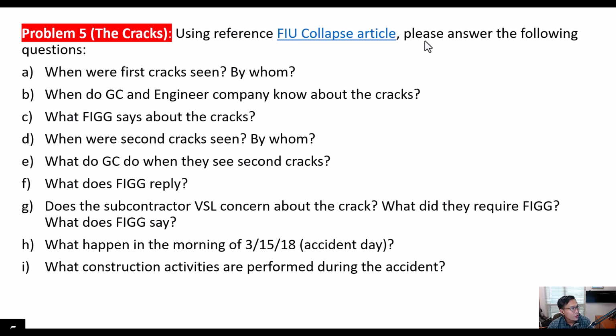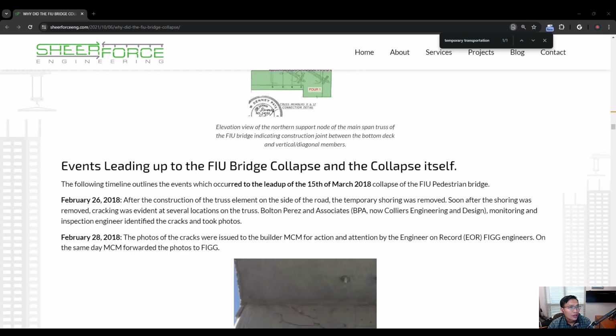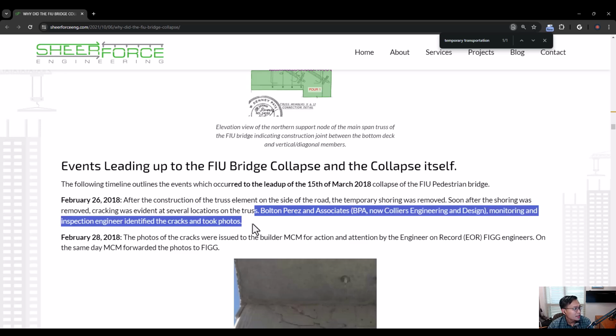Next question, problem 5. Using the article, please answer the following questions. When were the cracks seen, and by whom? If you look at the article here, the crack was identified on February 26th of 2018 by PPA. That is the third-party inspector.